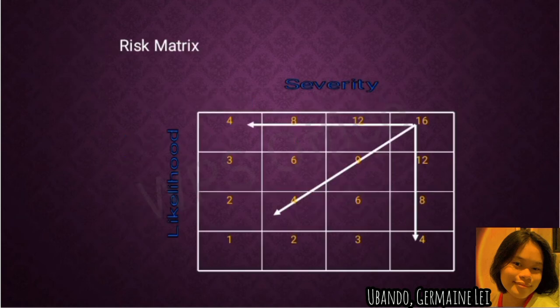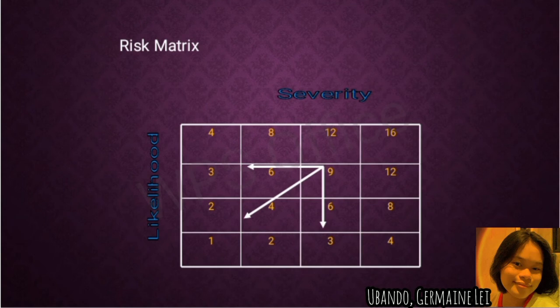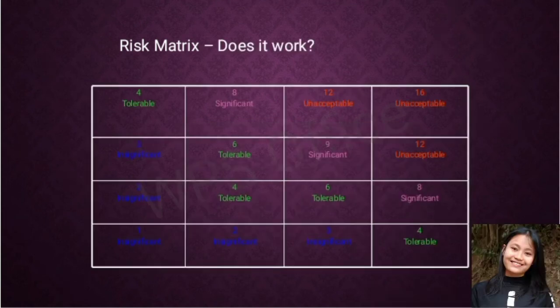We have here the risk matrix of severity and likelihood. In the first table, we can see that 16 to 4 is unacceptable to tolerable. In the second table, we can see 9 to 6, which is significant to tolerable, and 9 to 4 with the same significant to tolerable.